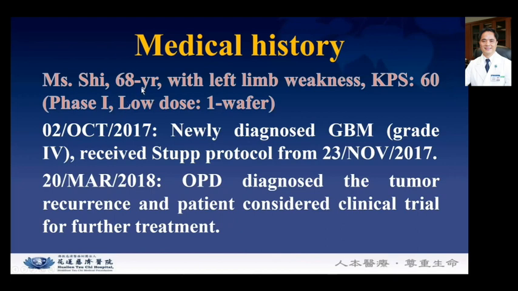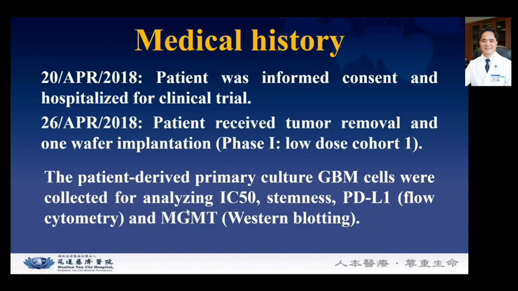So here, we would also like to present one low dose, one wafer case. This patient, 1 year later, recurred and joined this trial, low dose, one piece trial. And we analyzed the IC50 for the patient's GBM primary cell culture, including the stemness, the expression of PD-L1, and the expression of MGMT.